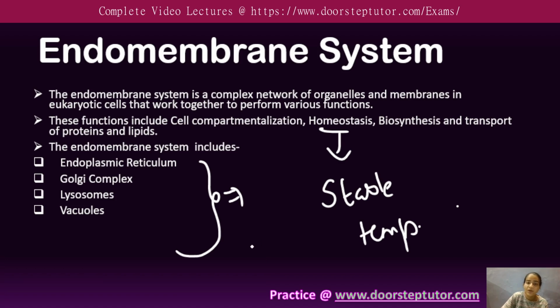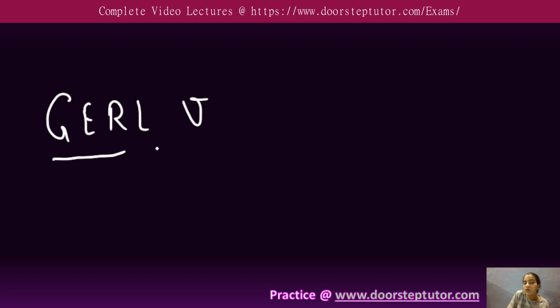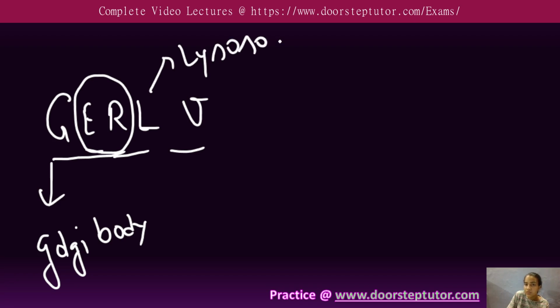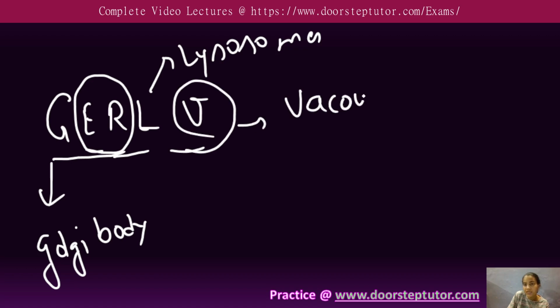Now, you can learn this by a small trick: G E R L V. You can also say this as girl V. So what does G mean? It is Golgi body. ER here refers to endoplasmic reticulum. L here represents lysosomes. And V here represents vacuole. So these are the endomembrane system organelles.